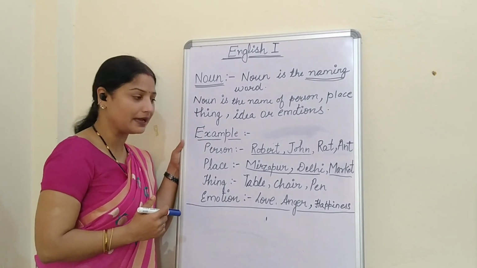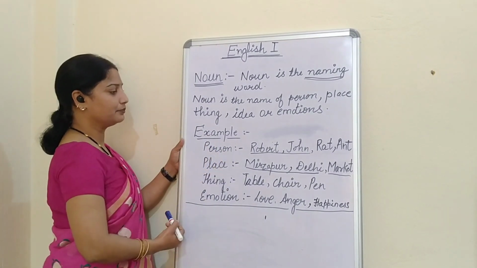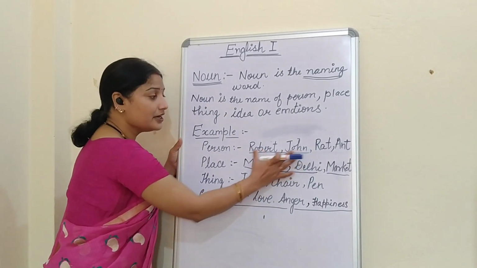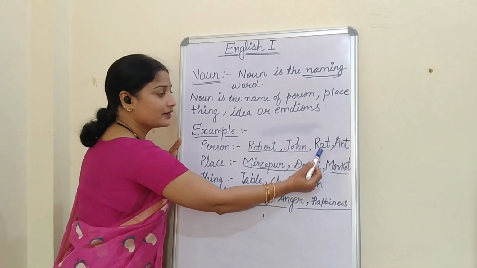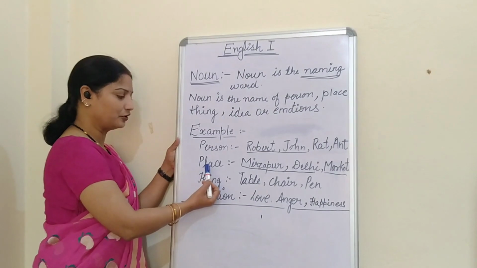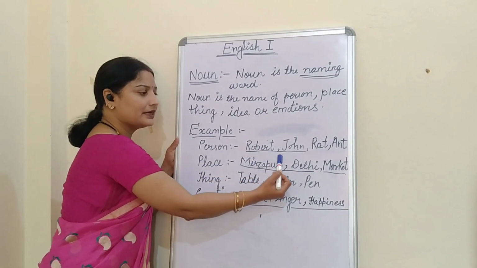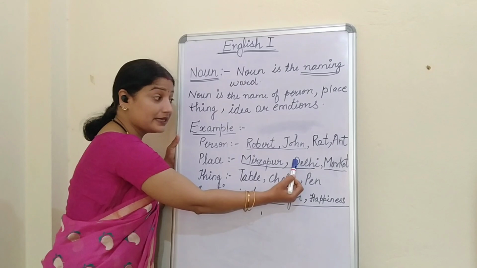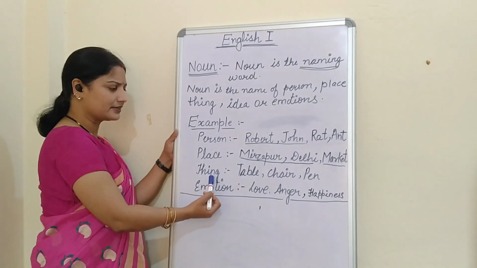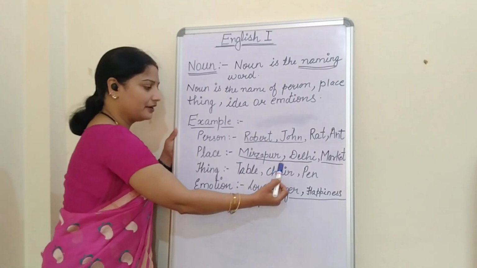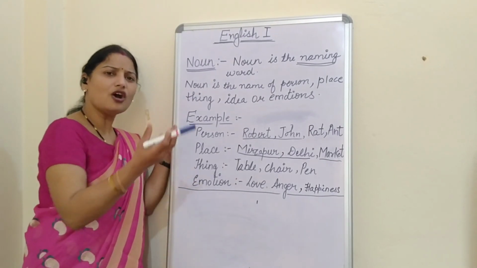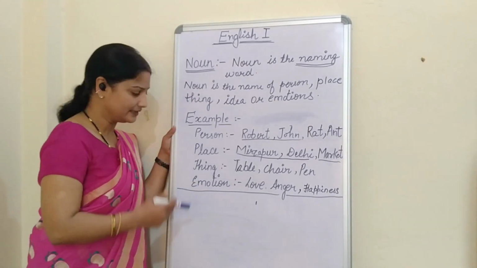Now, let us see some examples. For example, Robert, John. These are the names of persons. Rat, ant, names of animals. For place, Mirzapur, Delhi. These are the names of places. Even market is the name of a place. Things: table, chair, pen, pencil, bottle, eraser. All these are the names of things.